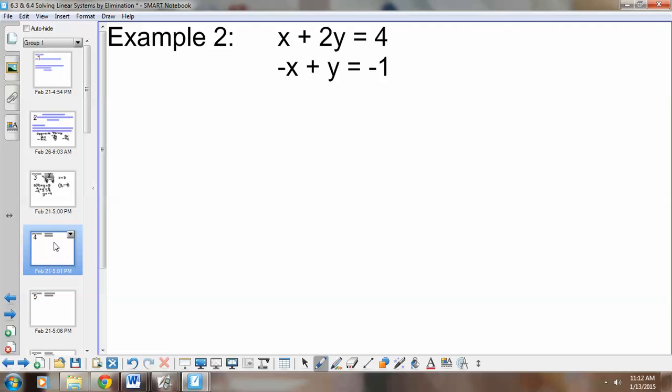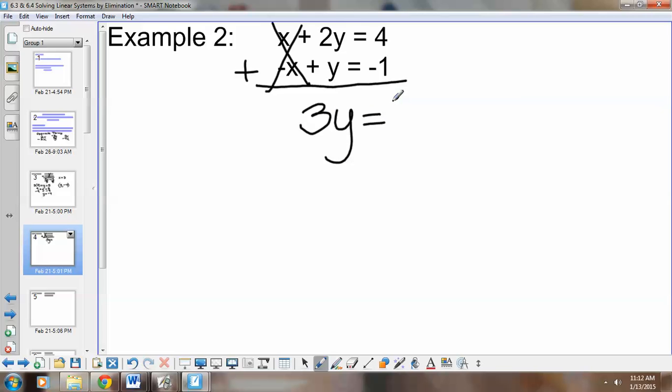Looking at it like that, the x's are opposite terms. We can use elimination. To do elimination, we have to have opposite terms. Do we have opposite terms? Yes, x and negative x are opposite terms. So x plus a negative x is going to cancel out. We're left with 2y plus y, which is 3y. And 4 minus 1 is 3.